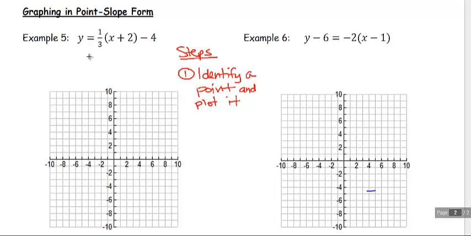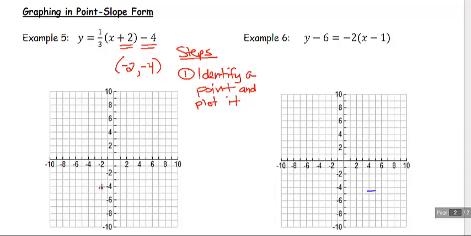I know it's in point-slope form because of the pieces that it has, right? It starts with a y equals. There's a number being multiplied with a set of parentheses. Inside the parentheses is an x plus or minus a number, and then there's plus or minus a number at the end. So I'm going to look at these two spaces right here for identifying that point. So we take the opposite of what it looks like for the x, so -2, and the same for the y, so -4. So that was identifying the point, and now let's plot it.